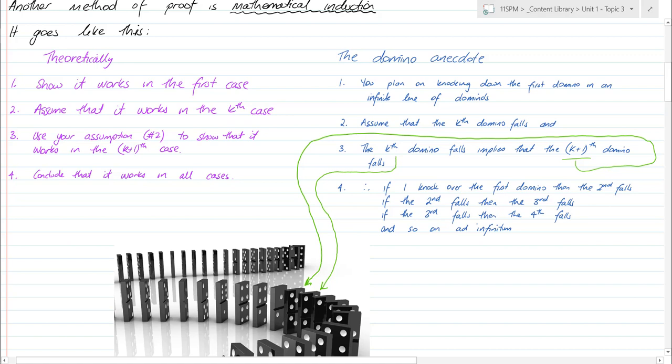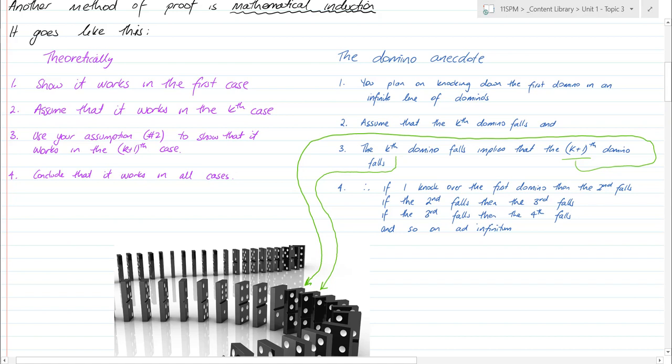Here's the purple one, the theoretical. If you can show that something works in the first instance, and when you assume it works in the kth instance, you can prove that it will therefore work in the (k+1)th instance, then you can make the statement it will always work. So if it works in the first instance and you can prove that any instance works implies that the next one works, then the first instance implies the second implies the third implies the fourth, and you can go on like that to infinity. So that is the whole premise of proof by mathematical induction.